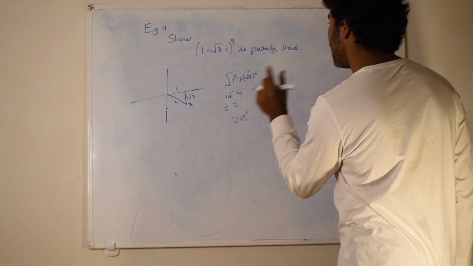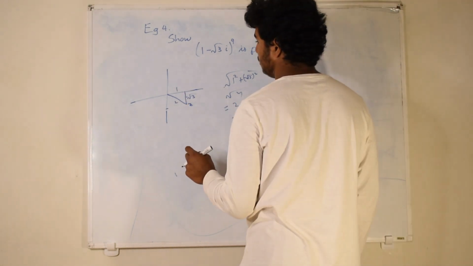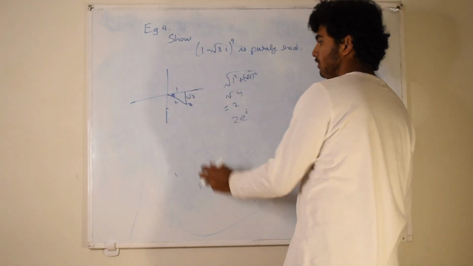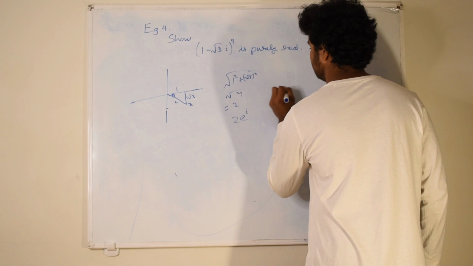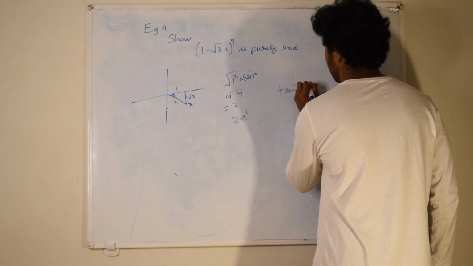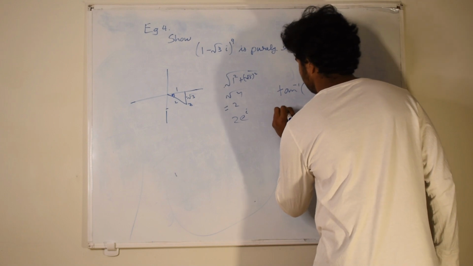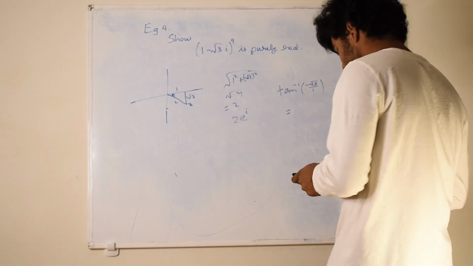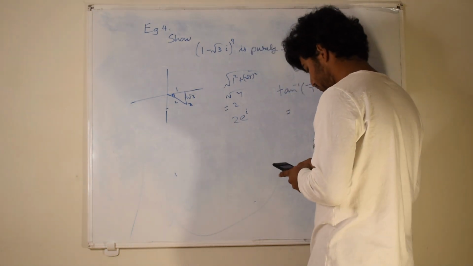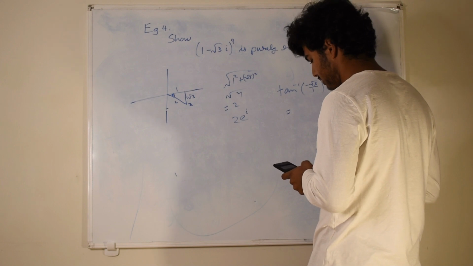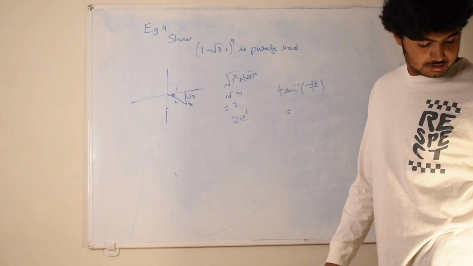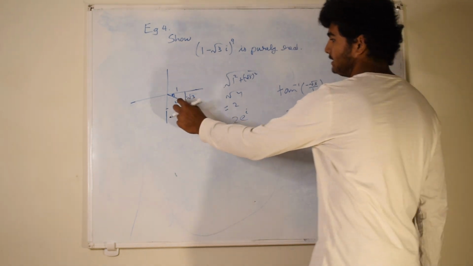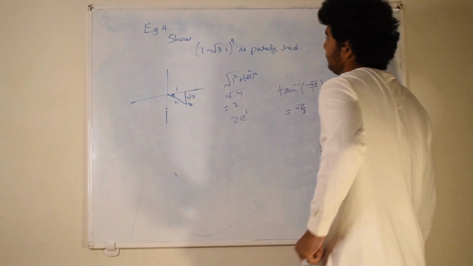Now we know the argument. Theta in this case is going to be negative, it's in the fourth quadrant. So inverse tan of minus root 3 upon 1, which is just minus root 3. We get negative pi on 3, negative 60 degrees. Now, that is the argument right there, negative pi on 3.